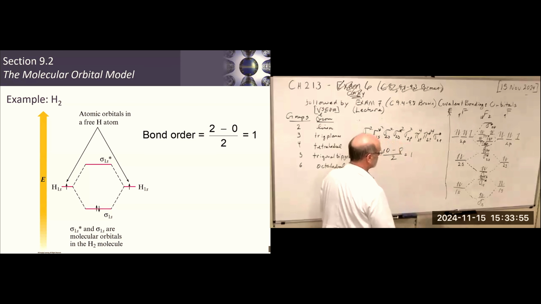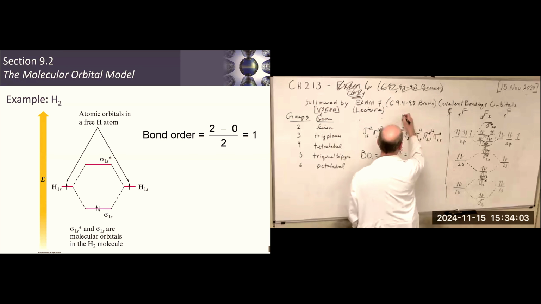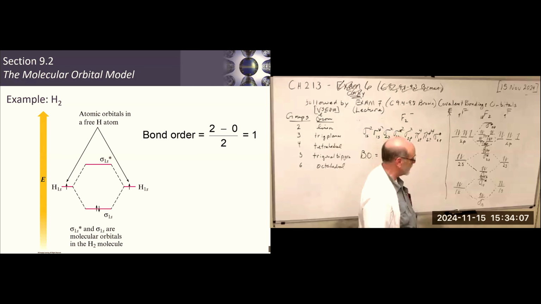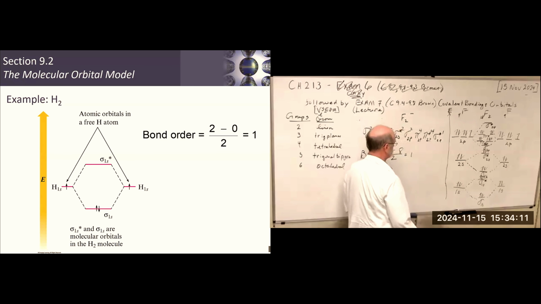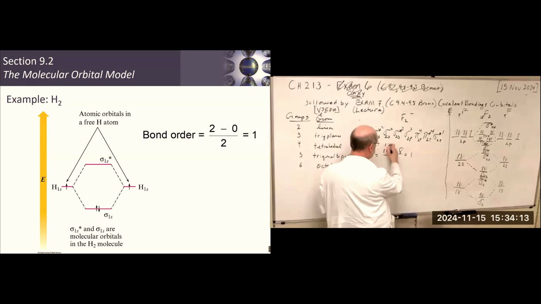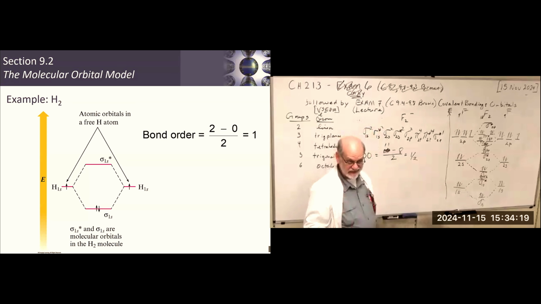While we're here, what if we said, okay, I want to form an F2 minus molecule, right? Have an extra electron. Where does that electron go? Well, it's full here, so we have to put it there, right? So that means we would have 11 minus 8 divided by 2, which would be 1/2. What does that mean? That means we have weakened the bond.